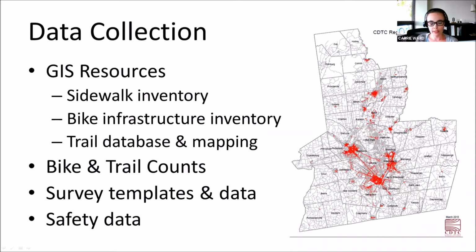So we do collect data that we can make available, including a sidewalk and bicycle inventory. The map on the right is showing the results of our sidewalk inventory for the region, bicycle and trail counts, and survey templates and data. So any of the results of this are things that we can provide to you. The safety data would be at a more regional scale, not at a fine-grained level.